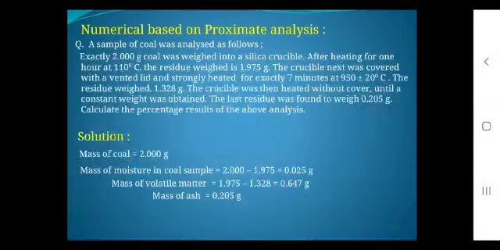Solution is here. Mass of coal is given, 2.000 gram. Mass of moisture in coal sample is equal to 2.000 minus 1.975, because the loss is due to the removal of moisture, that's why we have to subtract. So the loss is 0.025 gram. Similarly, mass of volatile matter is equal to loss in mass after second heating, so 1.975 minus 1.328, that is equal to 0.647 gram. And the last residue is 0.205 gram, that is the mass of ash.